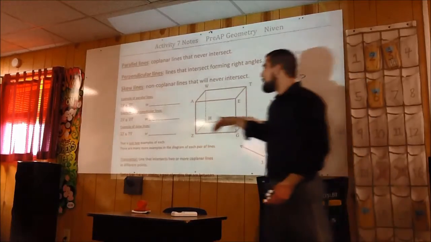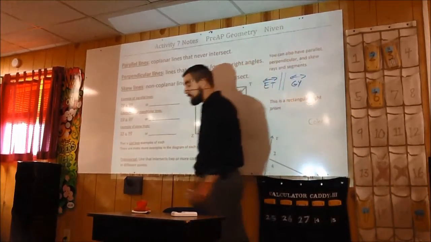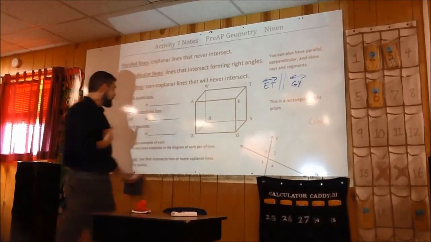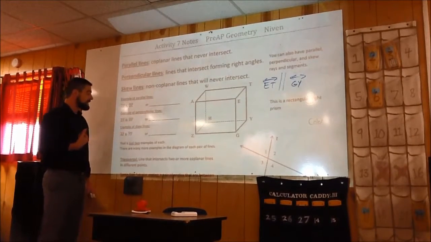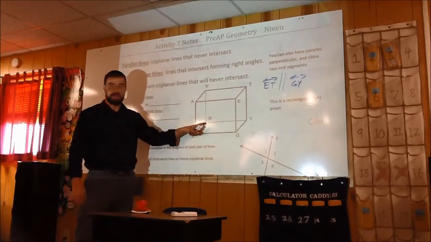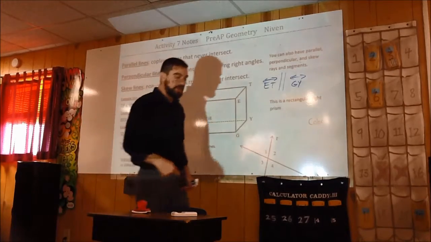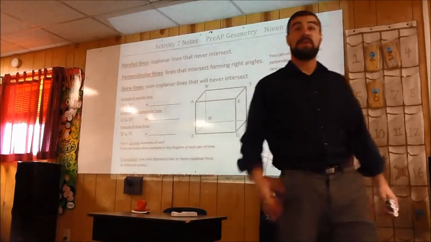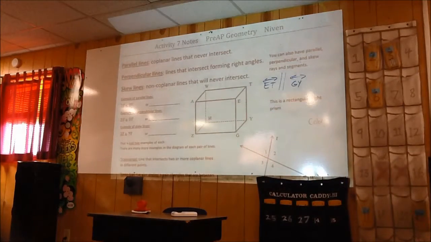Moving down from that, perpendicular lines. The example I gave you were lines ZH and line HY. So these two lines intersect at point H, and there at point H, a right angle is being formed by those two lines. I want you to find your own example of two perpendicular lines.